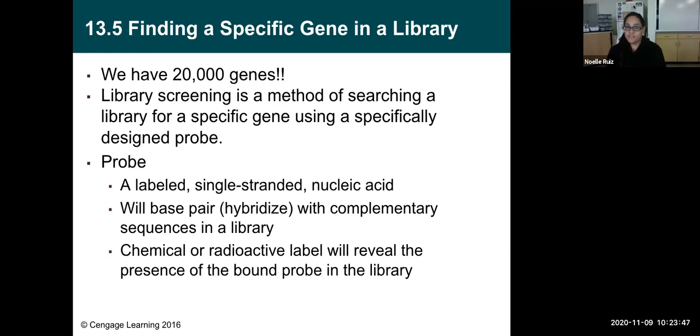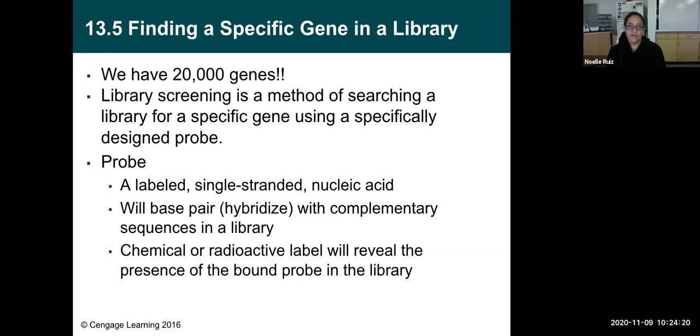Library screening is a method of searching a library for a specific gene using a specifically designed probe. A probe is a labeled single-stranded nucleic acid, and it will base pair or hybridize with complementary sequences in a library. So out of those 20,000 genes, we stick a probe in there with a specific sequence to find the sequence that we want.